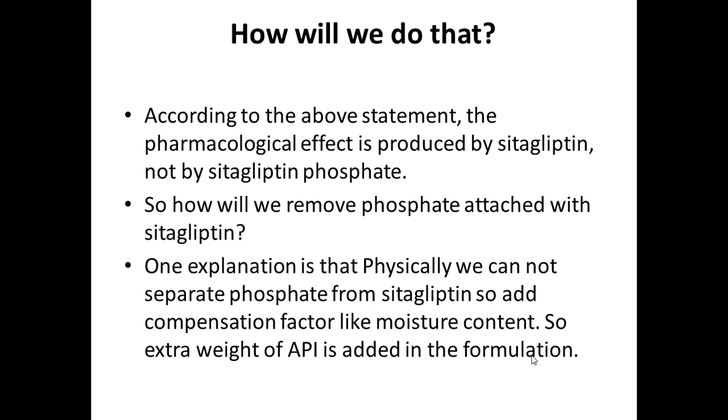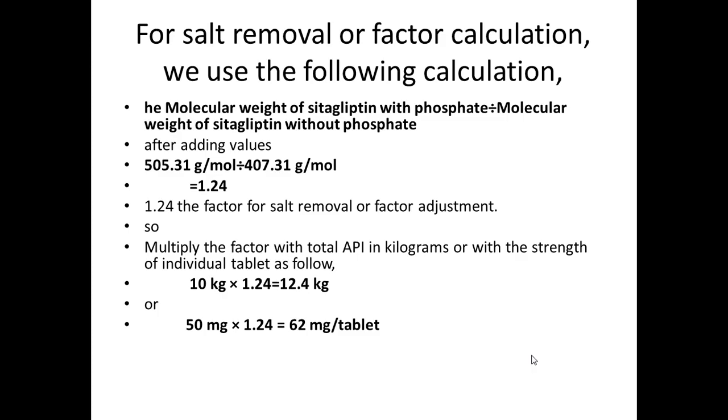One explanation is that physically we cannot separate phosphate from sitagliptin, so, like a compensation factor for moisture content, extra weight of API is added into the formulation. For salt removal, a factor calculation is used, with the following method. Here, the molecular weight of sitagliptin with phosphate is divided by the molecular weight of sitagliptin without phosphate. By division, we will obtain a factor that is 1.264.